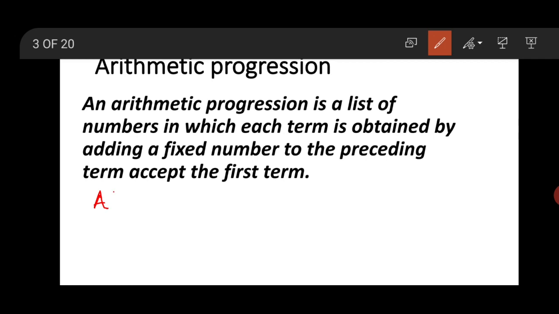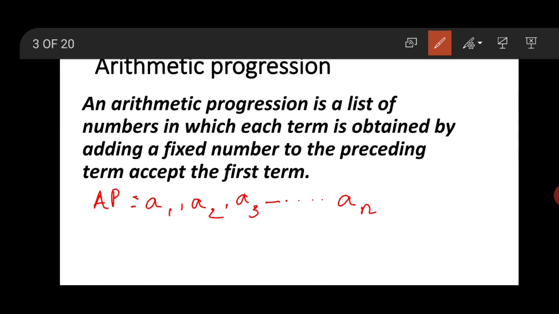Generally, we can write AP. If you take AP's first term as A1, second term as A2, third term as A3, like that, last term as AN. We will write AP in this way: A1, A2, A3, dash dash dash AN.